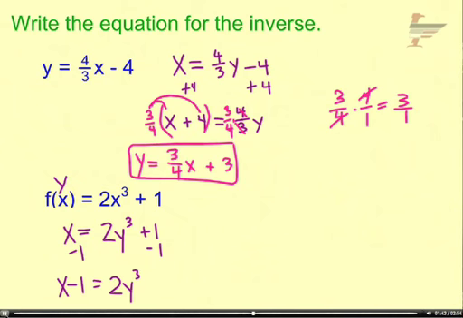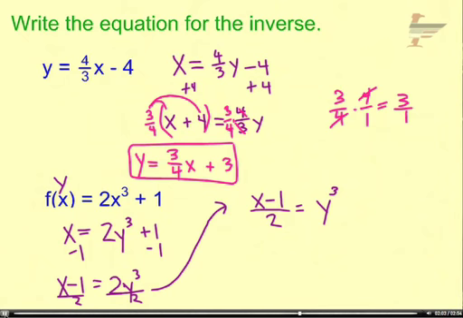Now we have to get rid of this 2. It's being multiplied by y, so we'll divide both sides by 2. Let me keep writing this over here. So x minus 1 divided by 2 equals y cubed. Now you may have written this as x over 2 minus 1/2. That would be the same thing.